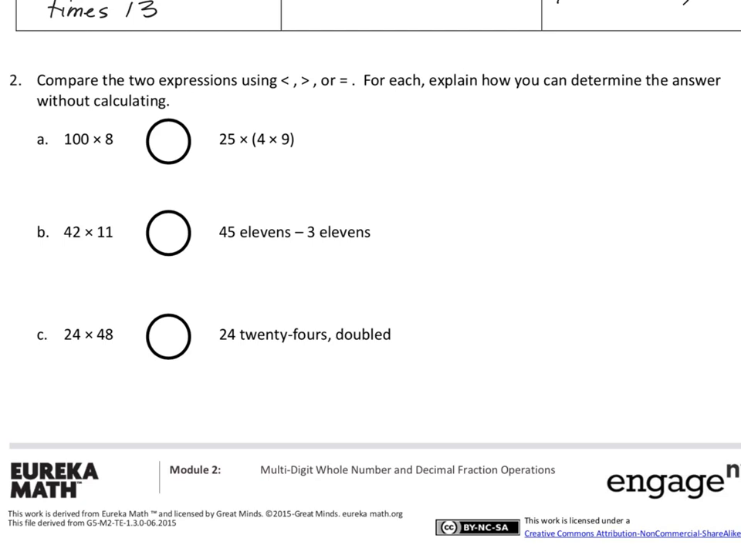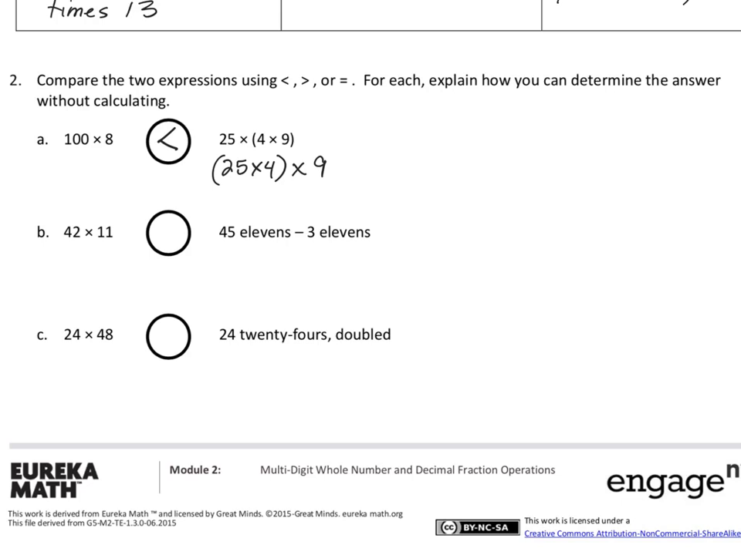Now, I think the key to solving this is actually looking at the second part of this. 25 times 4 times 9. Now, we know that 25 times 4 is actually equal to 100, and then we're multiplying by 9. So we can obviously see that 100 times 8 is less than 100 times 9.